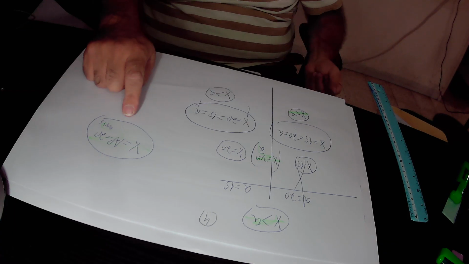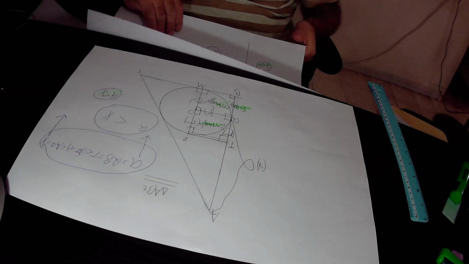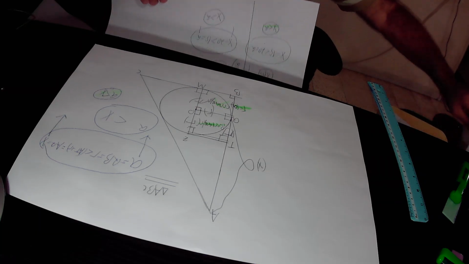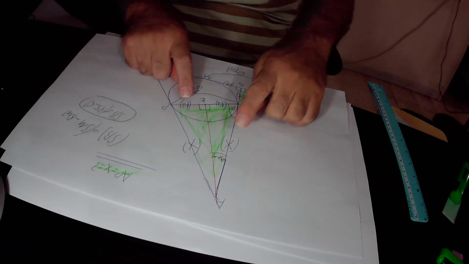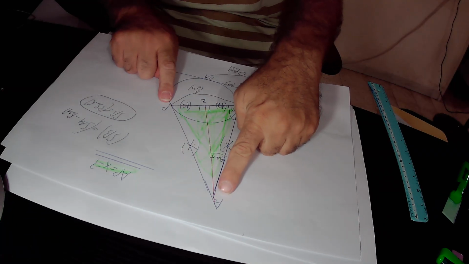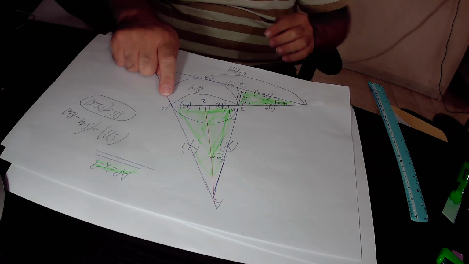So X is equal to AP, which is equal to 20 units in length. Actually, this line segment AP is equal to X, and X equals 20 units in length. Okay, thank you very much.